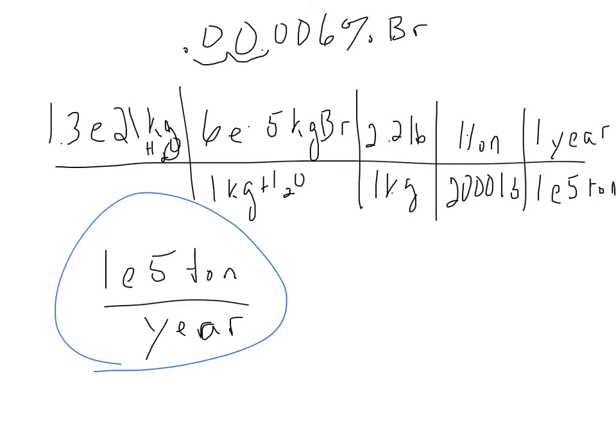Double check our labels. Kilograms of water cancels kilograms of seawater. Kilograms of bromine cancel kilograms of bromine. Pounds of bromine cancel pounds of bromine. Tons of bromine cancel tons of bromine. And our answer should be in years. And if we do that correctly, we should end up with an answer of 8.6. And this is based on sig figs. Two sig figs in this first answer here. 8.6 e to the 8th years.